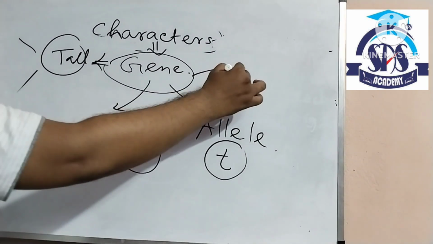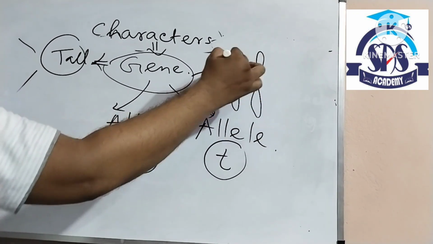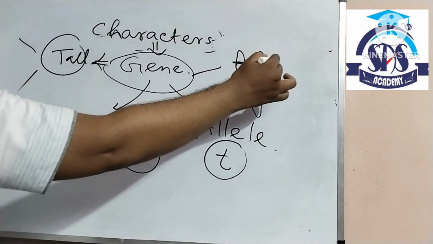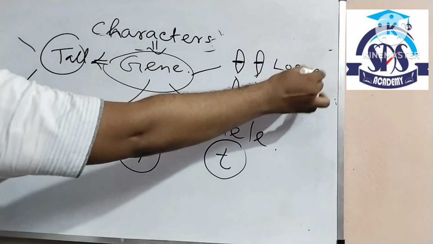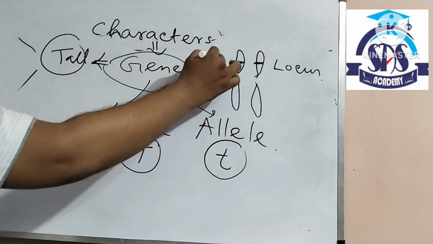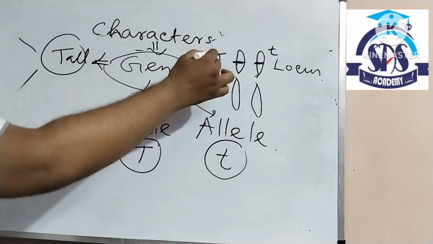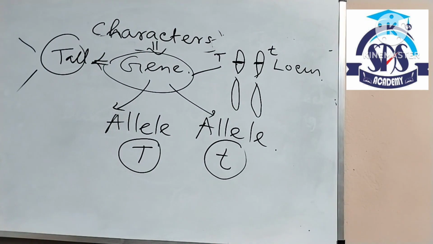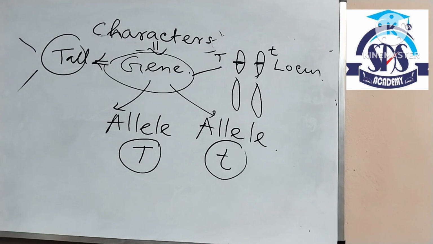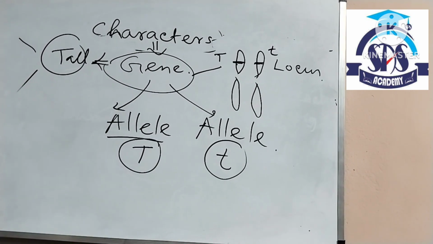Allele means that on homologous chromosomes, at a particular region, called the locus, there are two alternating or contrasting forms, either capital T or small t. Each of these contrasting forms of a gene is called an allele.